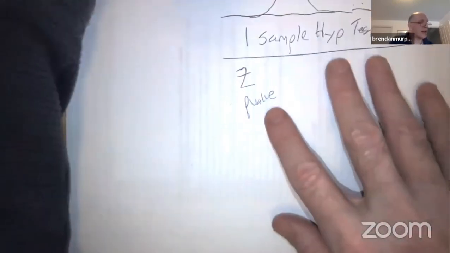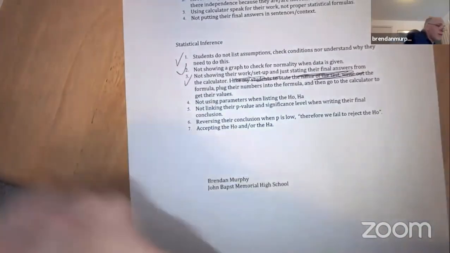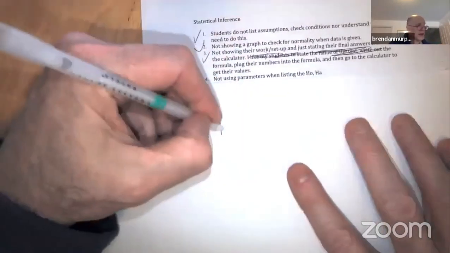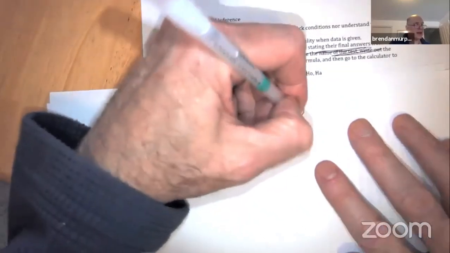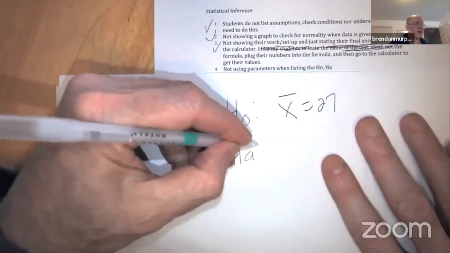So let's not read all of number 3. Let's just keep going on that. So question for item number 4 here. When students list their null and alternative, sometimes we see something like this, X bar is 27 or something like that. Well, both your null and alternative should be population parameters.